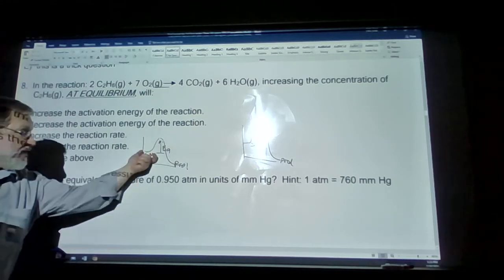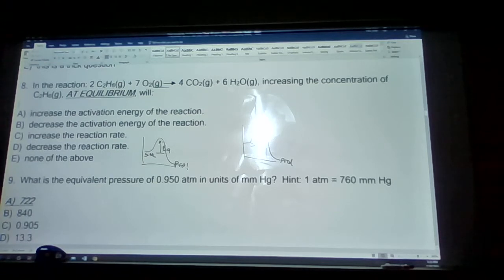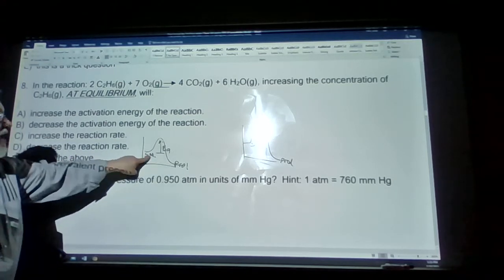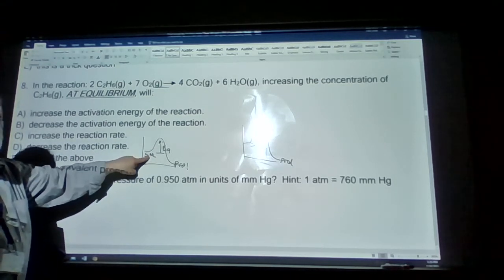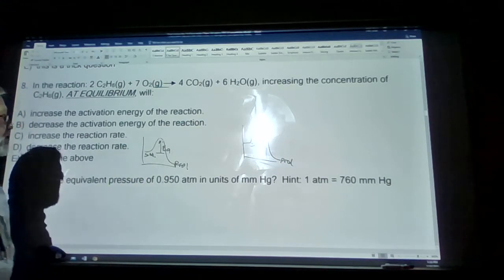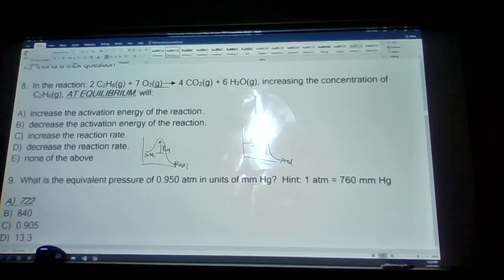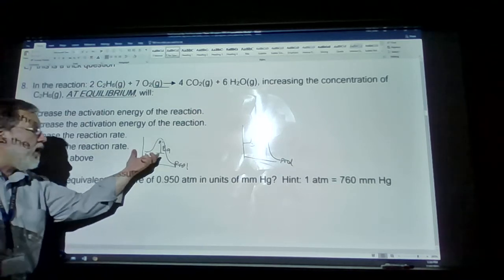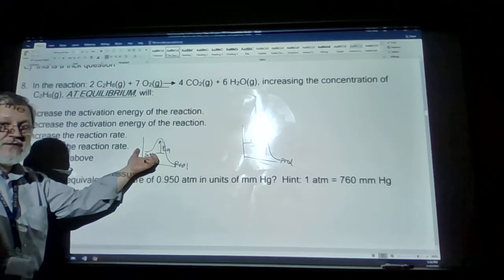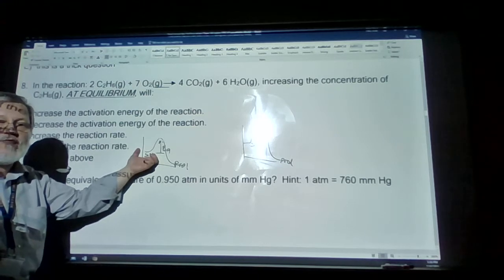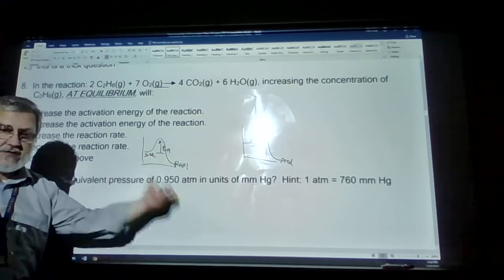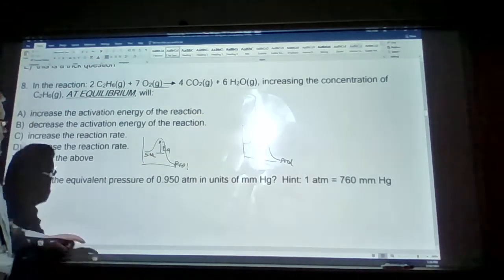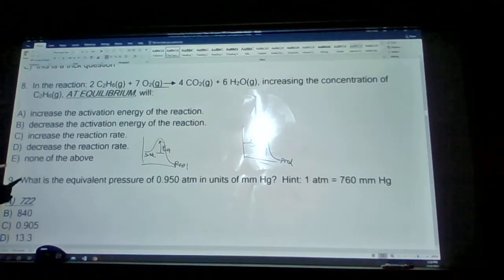If you change the concentration of your starting material, it doesn't change, since you're not changing the identity of the starting material or the product. That activation energy is going to be the same. Increasing the concentration of that isn't going to change the reaction. How much you have of this is not going to determine how fast the reaction occurs. That's totally different. So the correct answer here is none of the above.